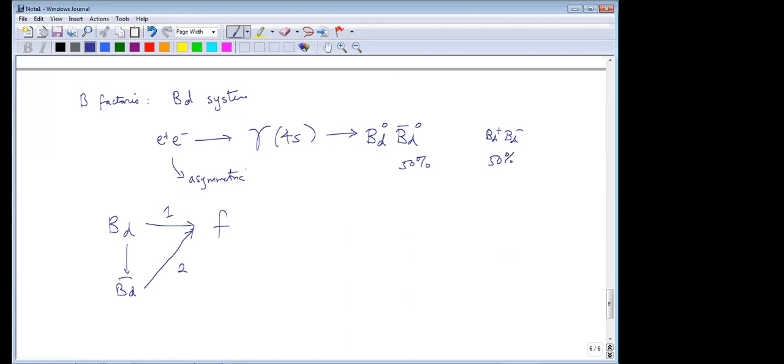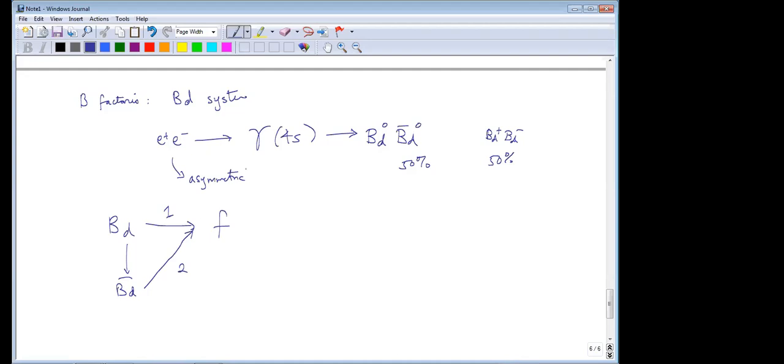Then what can happen is you can look at the interference between paths one and two, and that's going to give you a handle on CP violation. So that was a prime goal of the B factories: to observe this type of B decay such that we can get a handle on certain CP asymmetries. Now, don't get me wrong, that's not all they measured. There are lots and lots of things they can measure, but this is one of the hallmarks.